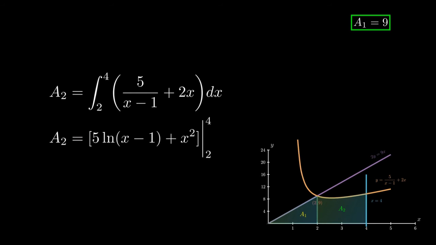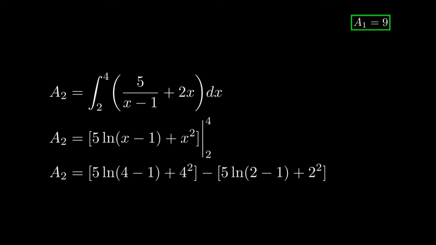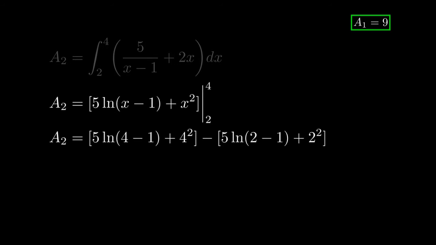Now we just plug in 4 into x, and then we subtract, and then we plug in 2, and we subtract that piece with 2 in it. Okay, so the 4 goes in, we subtract, the 2 goes in here. Okay, so we're going to just simplify basically.